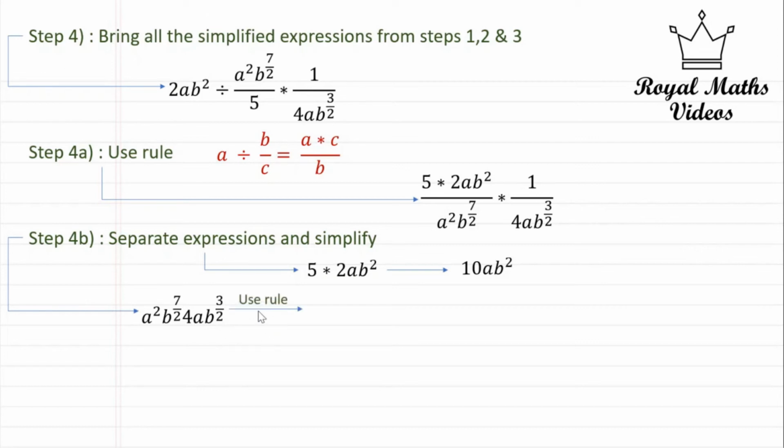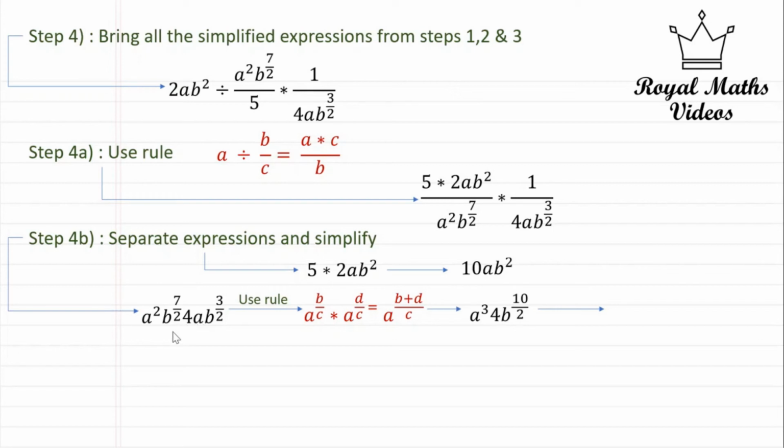Now we need to use a rule: a to the power of b over c times a to the power of d over c is equal to a to the power of b plus d over c. As long as the denominators are the same, we can add the two numerators together. So here this then becomes a cubed times 4 times b to the power of 10 over 2. How we got this was by combining a squared plus the a. So this then becomes a squared times a to the 1, which becomes a to the 3, or a cubed.